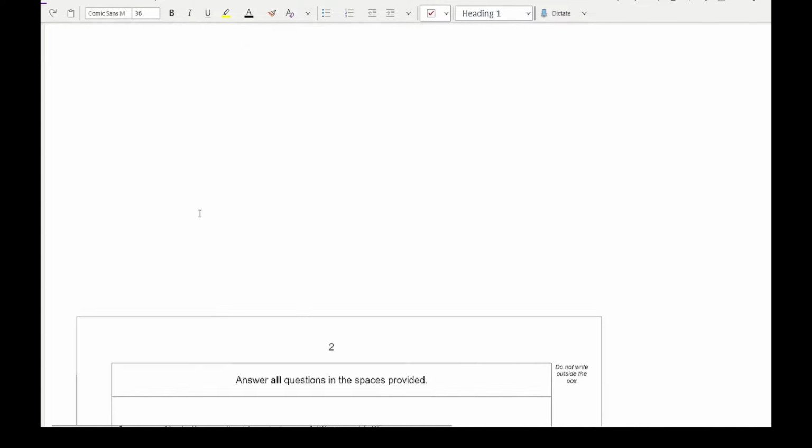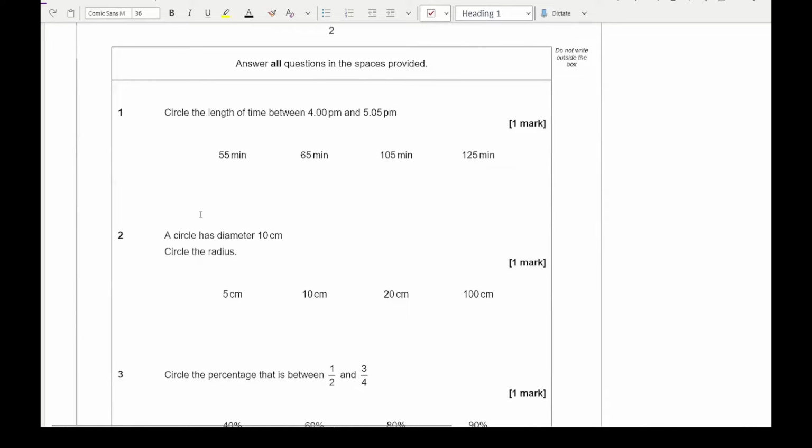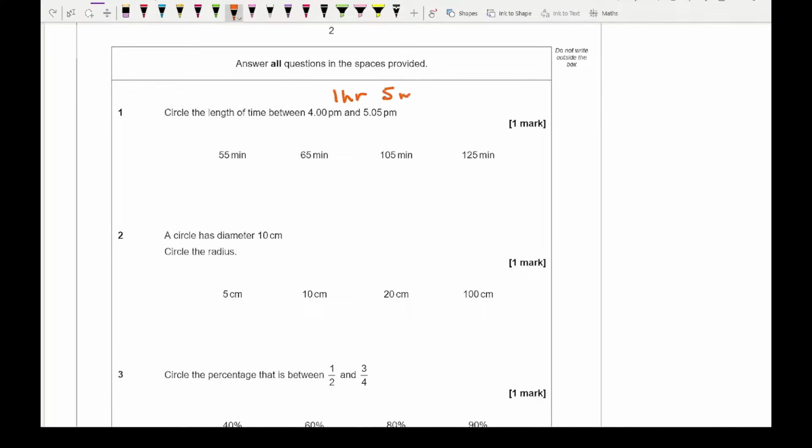So let's get started on question 1. Question 1 says circle the length of time between 4 p.m. and 5:05 p.m. For this we just need to work with minutes. As you can see from this particular time difference, we're working with 1 hour and 5 minutes. It's the difference between these two times. Now all the times are converted into minutes. So 1 hour is 60 minutes, and 60 plus 5 is 65. So the correct answer is the second option.